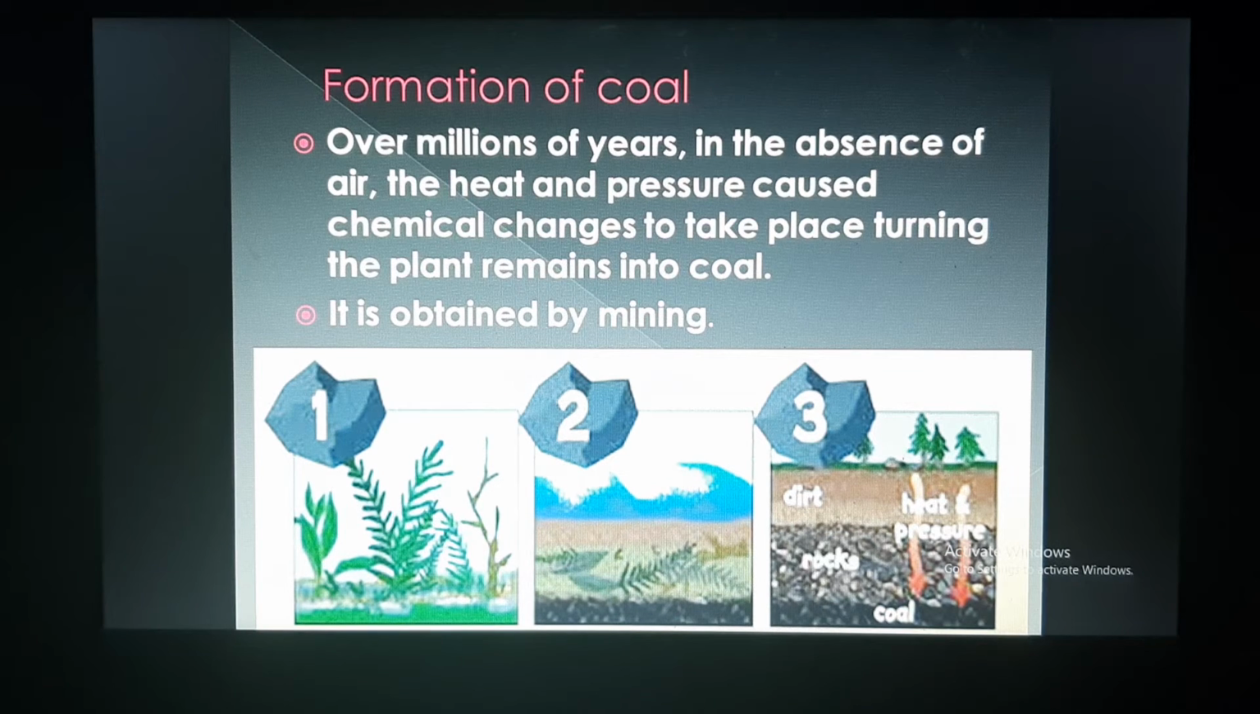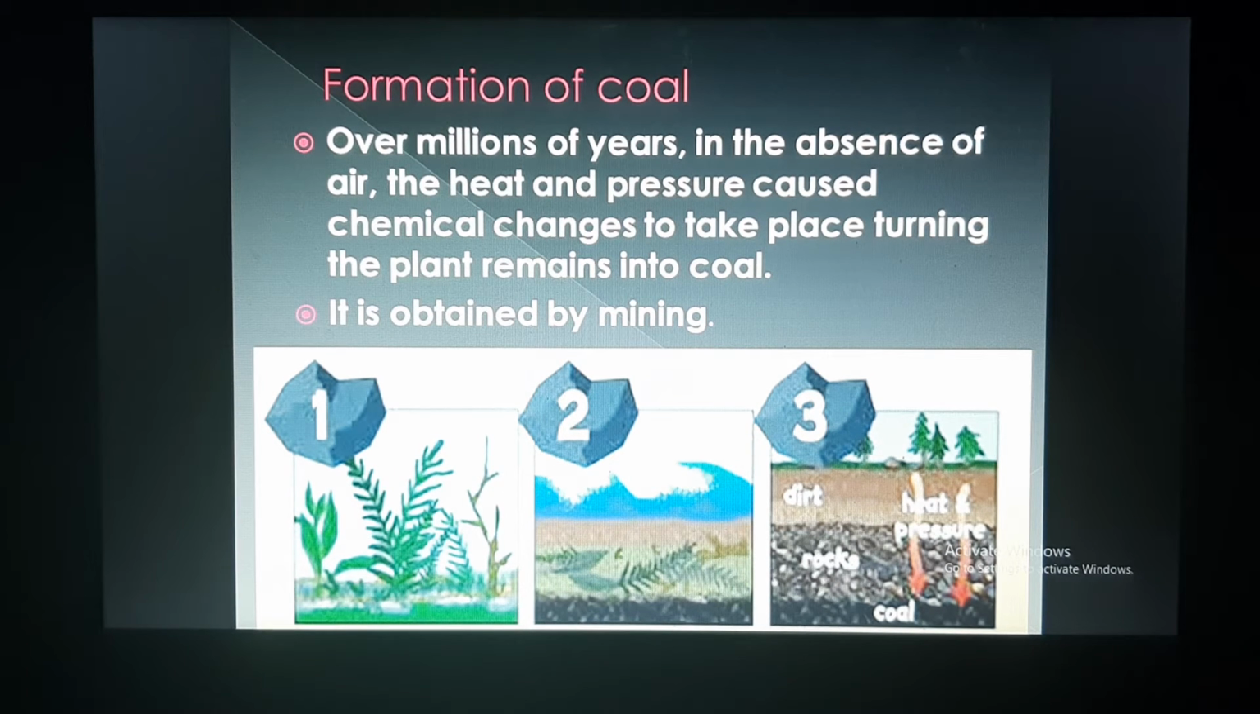Now we are discussing the second objective, that is to describe the formation of fossil fuels. Here we are discussing the formation of coal. It is one of the fossil fuels. How does coal formation take place? Over millions of years, in the absence of air, the heat and pressure caused chemical changes to take place, turning the plant remains into coal.